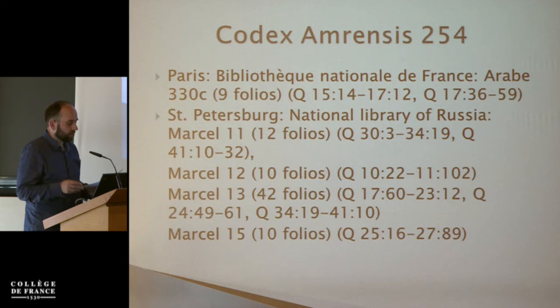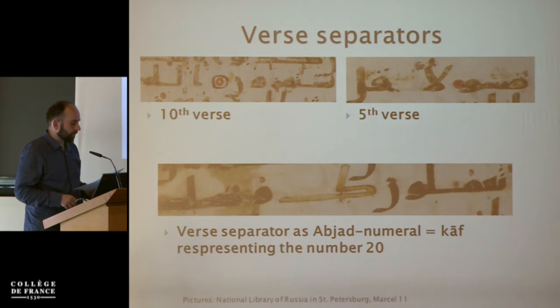So fragment Marcel 11 consists of 12 folios and Marcel 12 of 10 folios. Both are written on parchment. The markers of the 5th and 10th verses are somewhat remarkable in both of these manuscripts, as they are changing depending on the surah. For example, in Marcel 11, between Surah 30 and Surah 50, the 5th verse is marked either with a normal verse separator or by a huge gap between the words. The 10th verse separator is a black circle with a red circle in the middle.